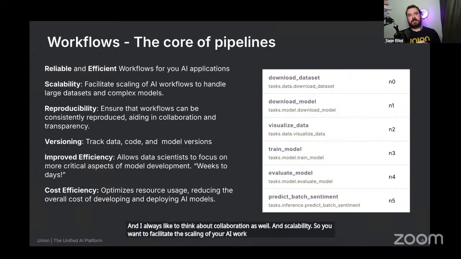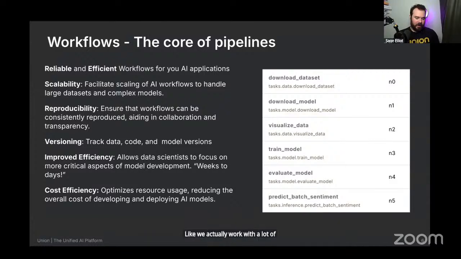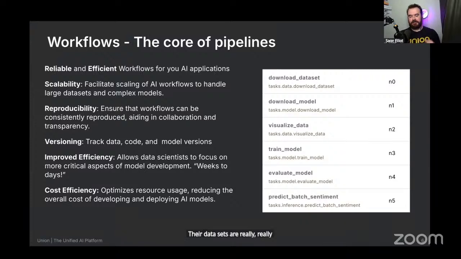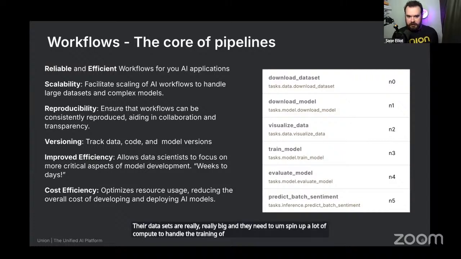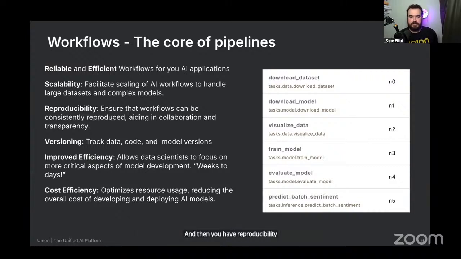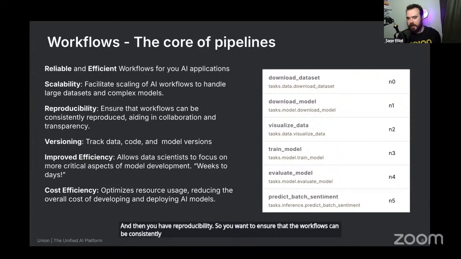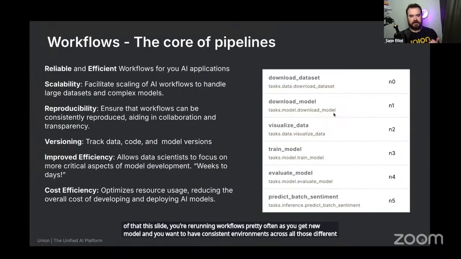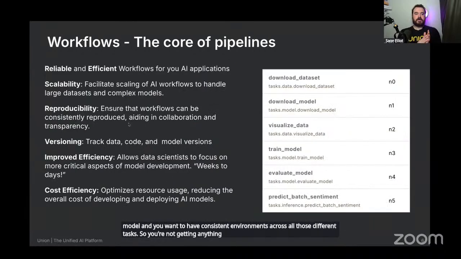We actually work with a lot of self-driving car companies, and when they're training models, their data sets are really, really big, and they need to spin up a lot of compute to handle the training of their models. And then you have reproducibility. You want to ensure that the workflows can be consistently reproduced every time you rerun them. Going back to that slide, you're rerunning workflows pretty often as you get a new model, and you want to have consistent environments across all those different tasks, so you're not getting anything different or weird in there.